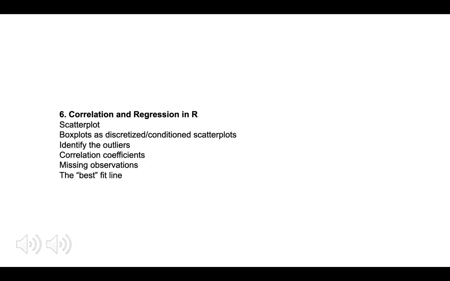So in the last section, I'll be talking about correlation and regression in R. I'll be talking about creating scatter plots using the simple regression model and using box plots as discretized or conditioned scatter plots. And also I will be talking about how we can identify the outliers and how we can see the correlation coefficients and other numbers that are associated with our simple regression model. And lastly, I will be talking about how to deal with missing observations and how to allocate the best fit line.